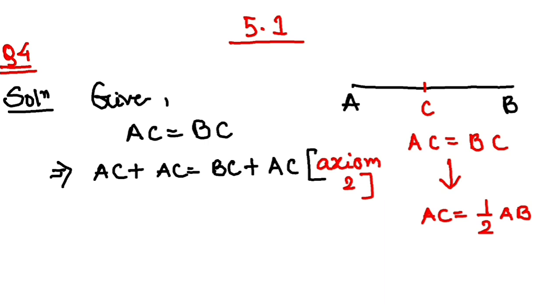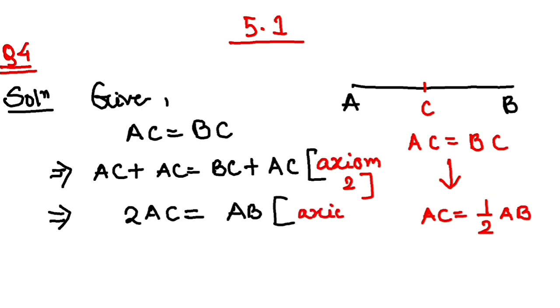Alright, after that, now left hand side AC plus AC means 2AC and BC plus AC. Now BC plus AC means AB. Why? Because of axiom 4. Things which coincide with one another are equal to one another. These I have explained, right? BC plus AC is AB.